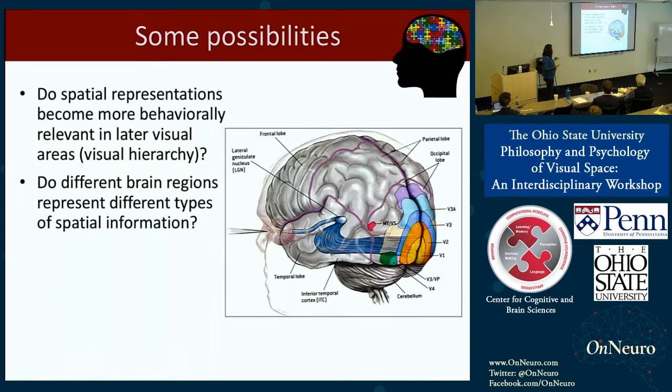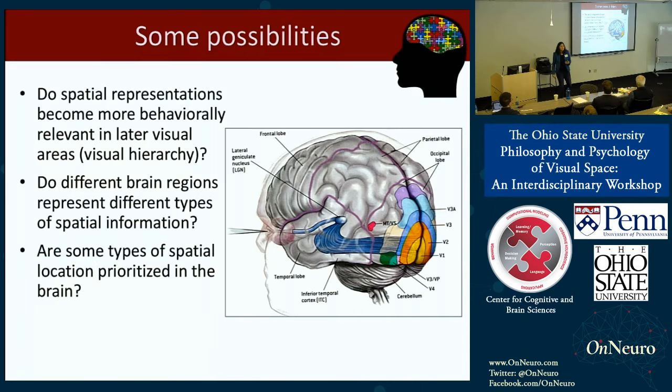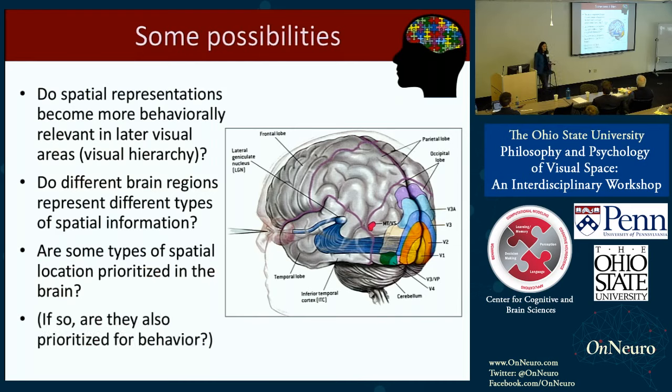A similar but perhaps slightly different possibility is that we have different brain regions that represent different types of information. So some brain regions might represent one type, another type, and maybe different depth cues and so forth. A non-mutually exclusive possibility is also that some types of spatial location are simply prioritized in the brain. Maybe the brain gives priority or has more dominant representations for some types of space than others. And if that's the case, then we can ask a different type of question: if the brain has preferential spatial representations, what does that mean for behavior and perception as well?